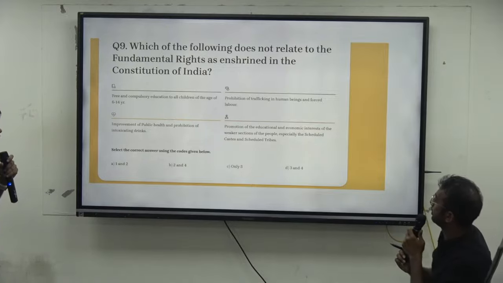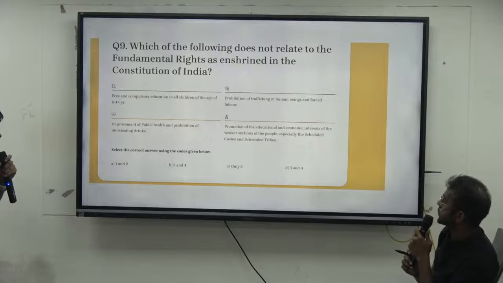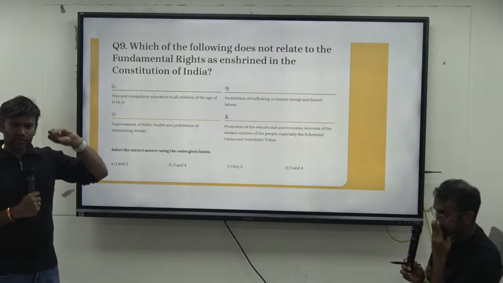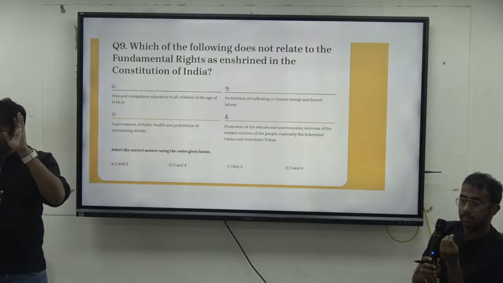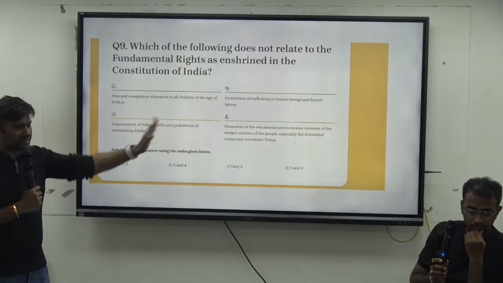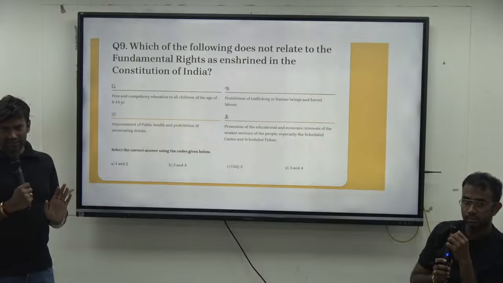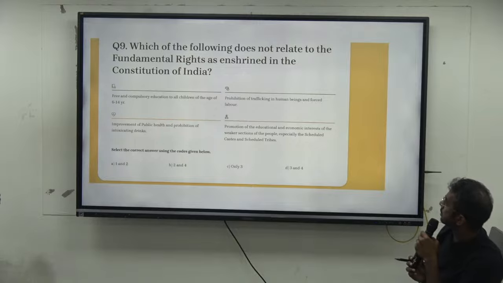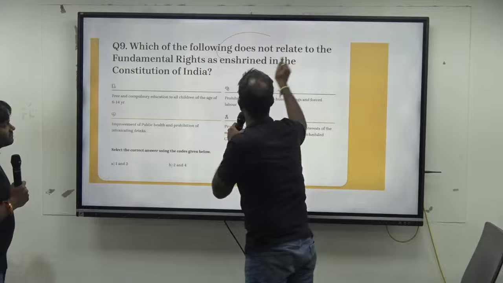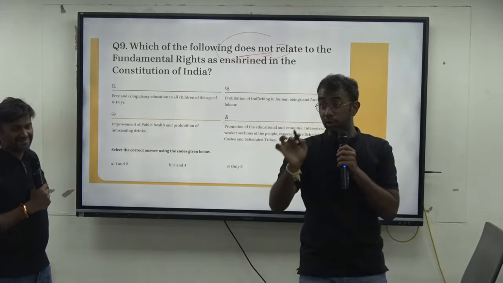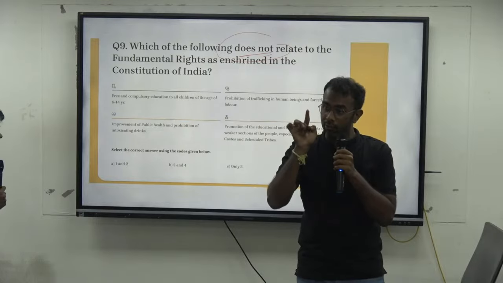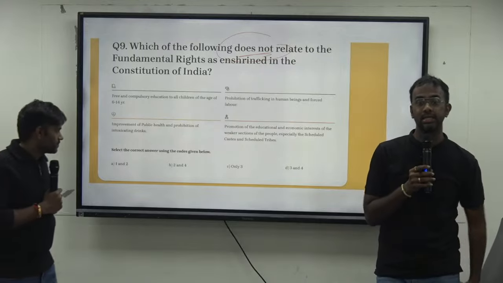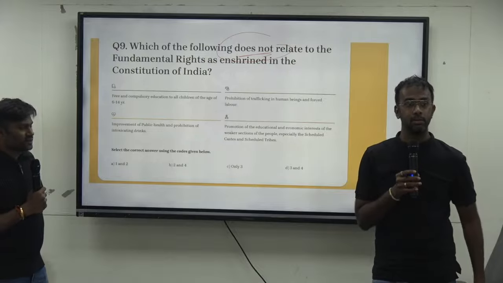Which of the following does not relate to fundamental rights enshrined in the Indian Constitution? In this kind of question, even before you solve, logically think as if you are the person setting this question. What would you have tried to do? Mix something with DPSP or fundamental duties and include it among fundamental rights. Improvement of public health and prohibition of intoxicating drinks. That is why whenever you read the question, underline it then and there. This is a habit you have to develop from today. Which article? It's a DPSP, a Gandhian principle.